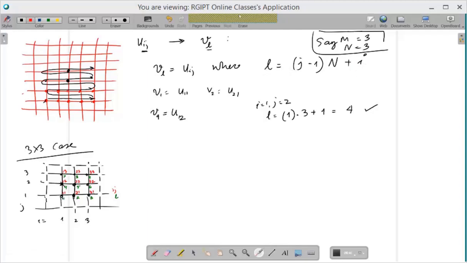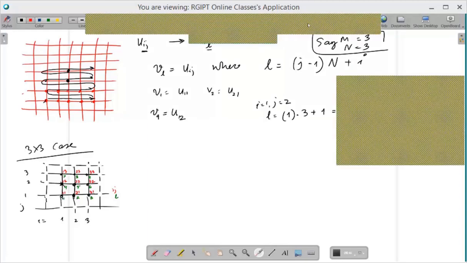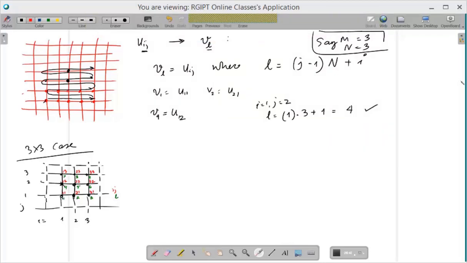But considering how we are traversing the above matrix, why should it be V6, Amit? Because V6 would be over here. As I showed, V6 is this point, that is 3, 2. If you put I equal to 3 and J equal to 2, we can write this down as V3 and V2. So V3 would be what? V3 should be U31, right?